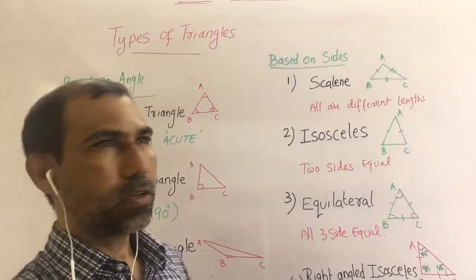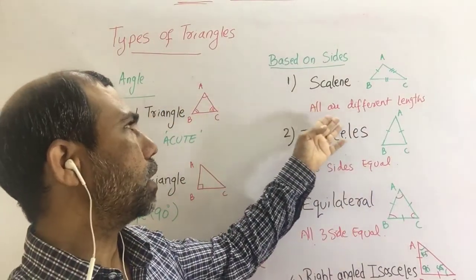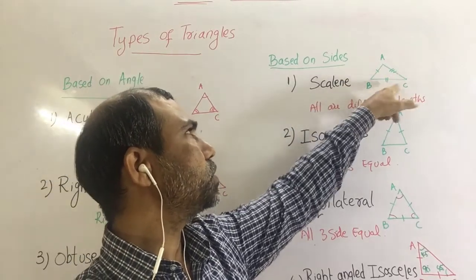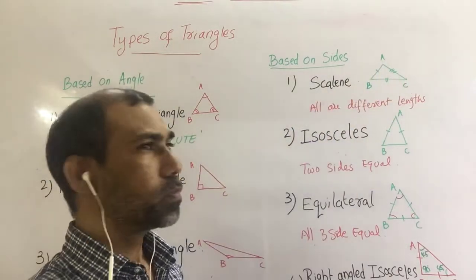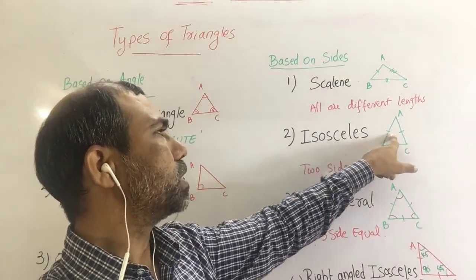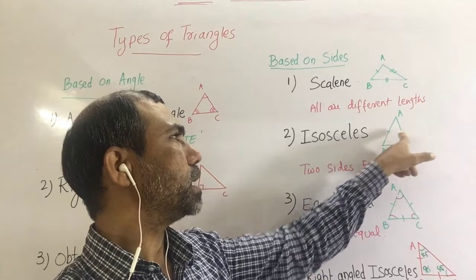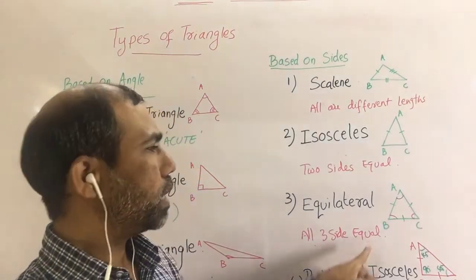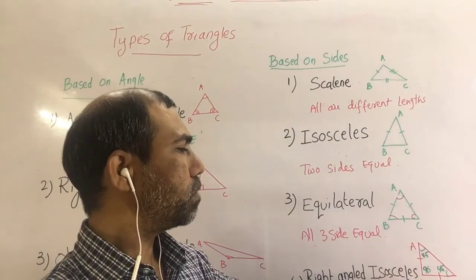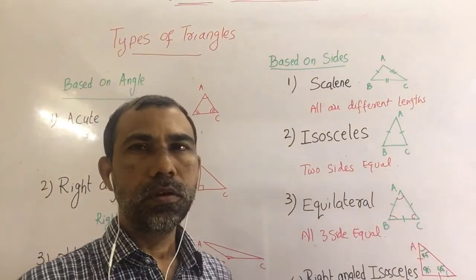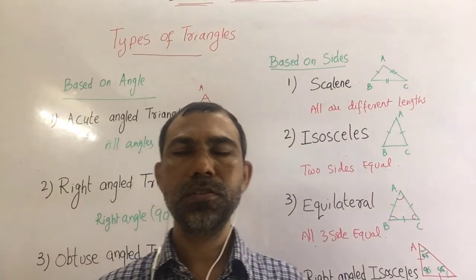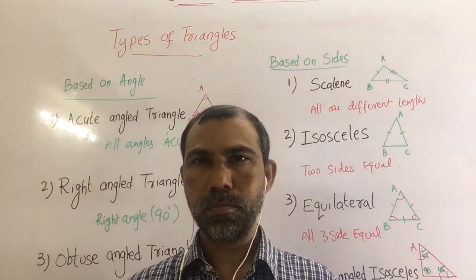Let us see the notation of this scalene triangle. This is the first side, second side, third side. These three sides are different. And you can see the notation here, this is one side, these two sides are equal. Similarly, here these three sides are equal. Here two sides are equal, two angles are equal. I hope you understood the concept of angles and triangles.